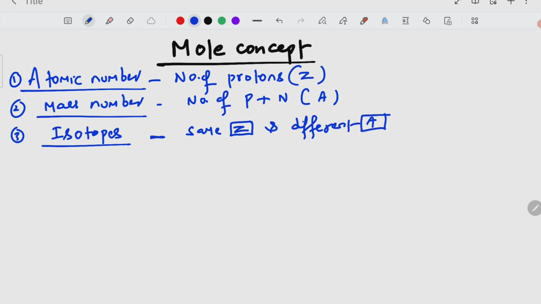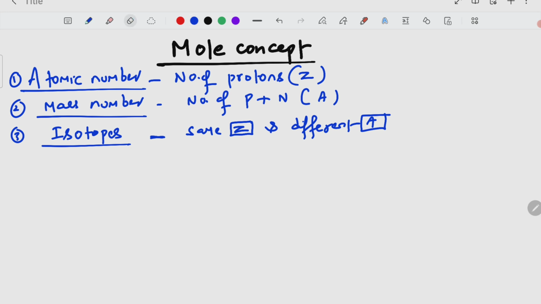Remember, atomic number is equal to number of protons represented by Z. Mass number is equal to number of protons plus neutrons represented by letter A. By using these two, we can define isotopes. Isotopes are those atoms of same element having same atomic number, different mass number.